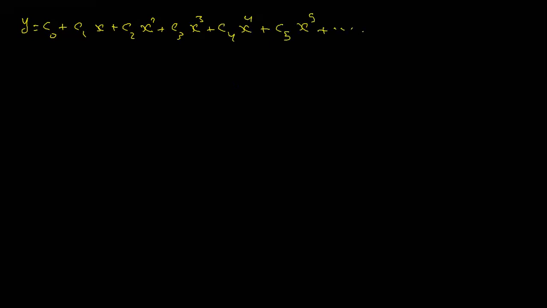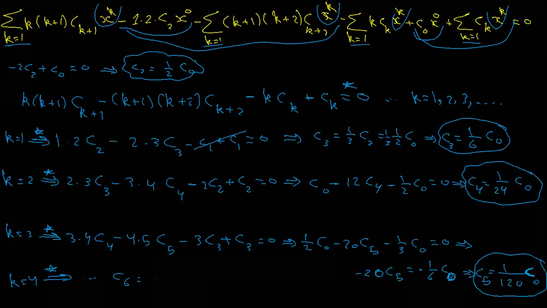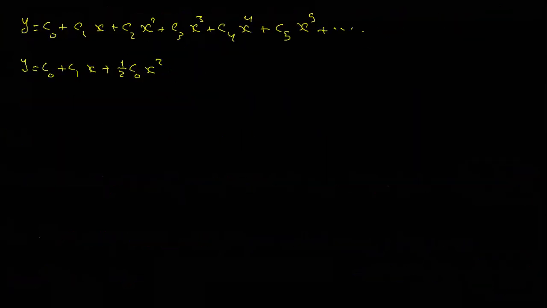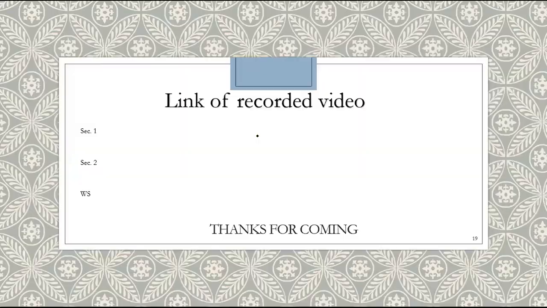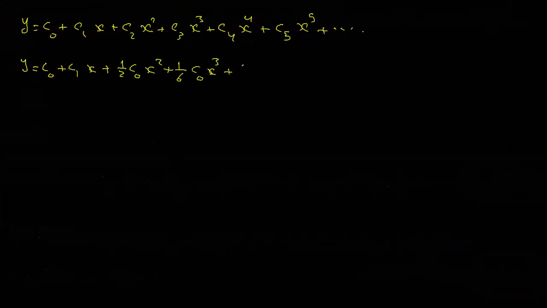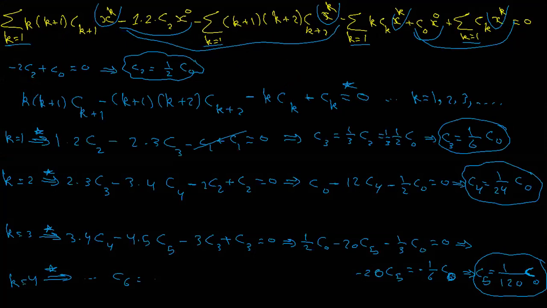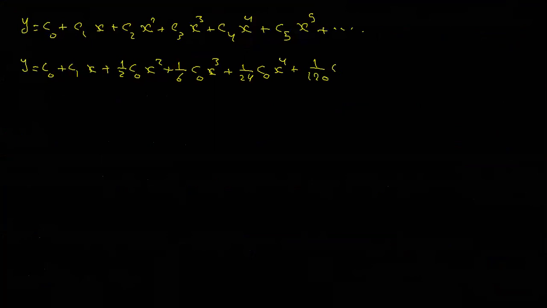Let us now plug in our constants. So y equals c0, which I don't know, c1 also I don't know. C2, I think we found C2. Where is our C2? It's half C0x squared. C3 is 1 over 6 C0x to the power 3. Our C4 is 1 over 24 C0x to the power 4. And our C5 is 1 over 120 C0x to the power 5, and so on.